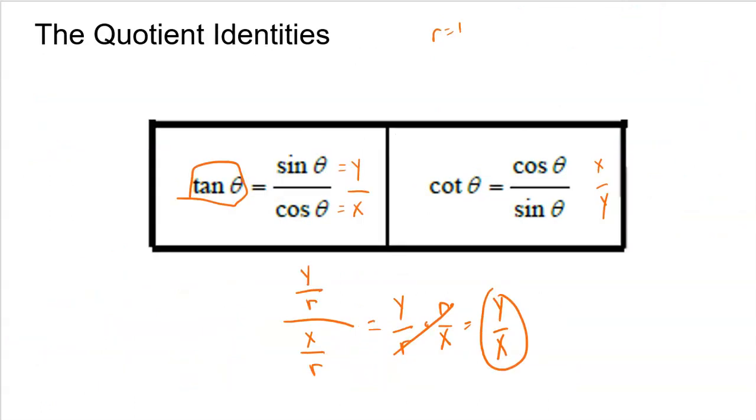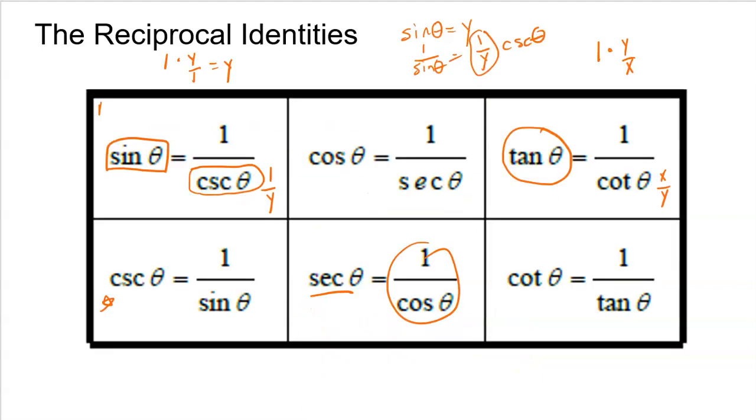But since all of these other identities, the quotient and the reciprocal, don't involve addition or subtraction, then technically they would all work for any power. So cosine cubed equals 1 over secant cubed. Tangent to the fourth equals 1 over cotangent to the fourth, right? It's just multiplication, so that's fine.